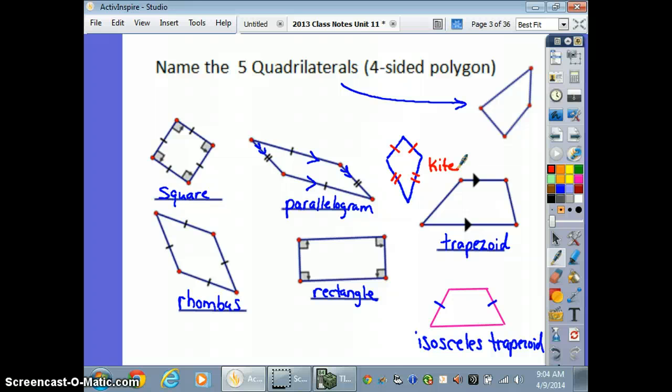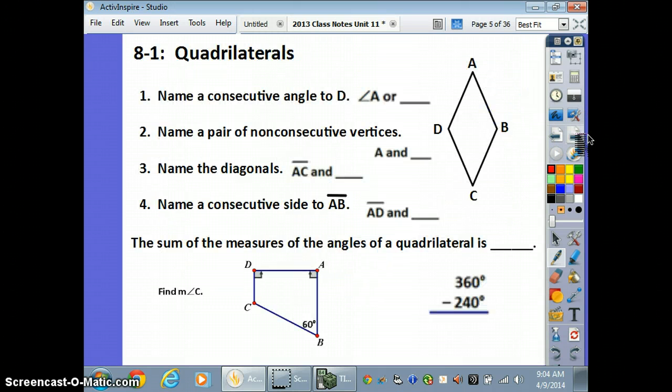We got some terminology we got to get down. Consecutive means right next to each other. Diagonals, I think you know what those are. That's what we're going to be talking about. Ready? Here we go. All right, here we have a quadrilateral, and we want to name consecutive sides. That means one right next to the other.